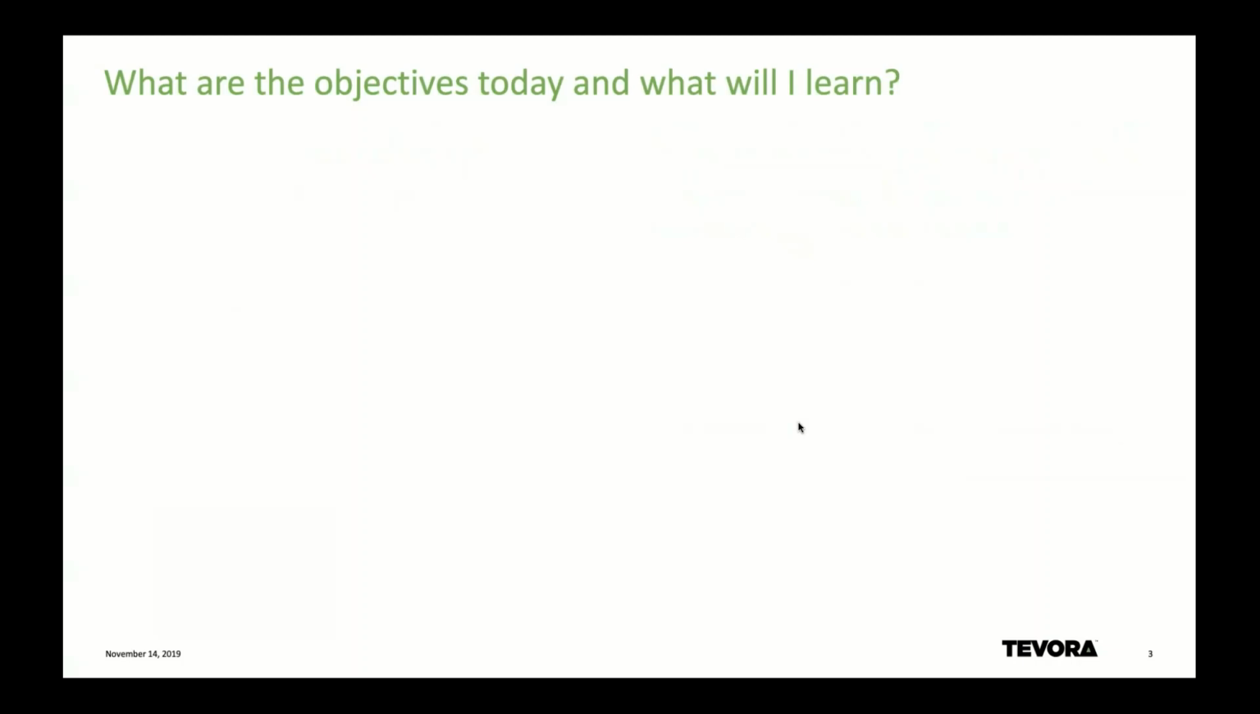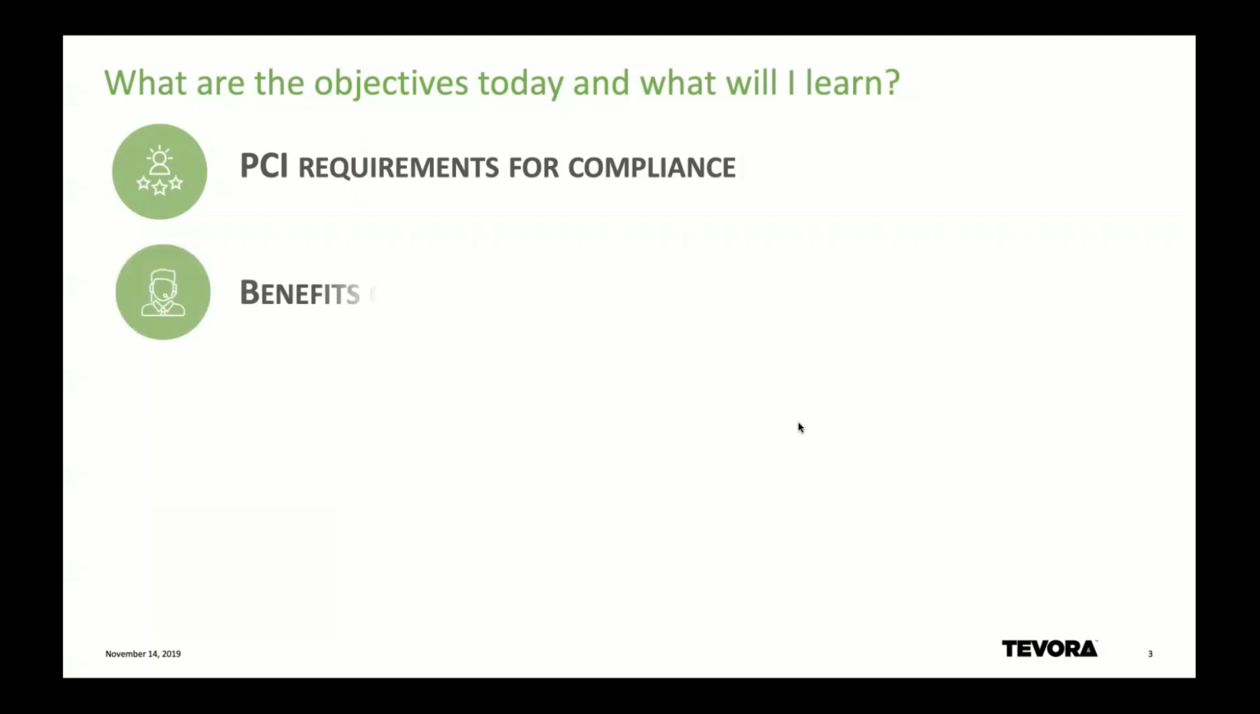So what are the objectives today? What am I going to learn? One of the keys here is that we want to look at the PCI requirements for compliance. What are you required to do for PCI and segmentation? What are the requirements that are specific to segmentation? What are the benefits? Why should I even worry about segmentation? If there are PCI requirements, is it something that I just have to do, or are there other benefits to the organization?